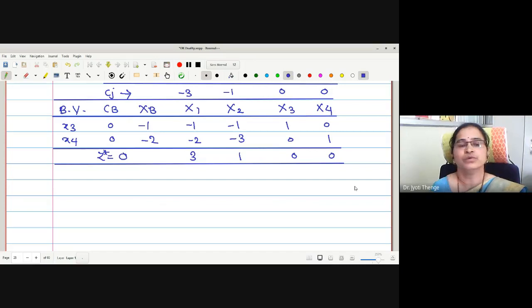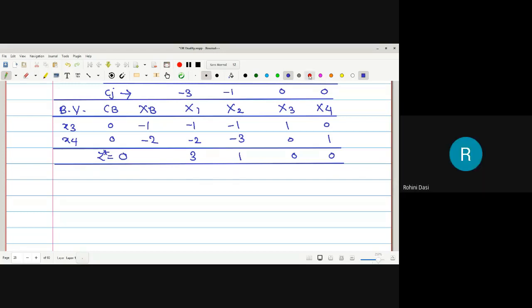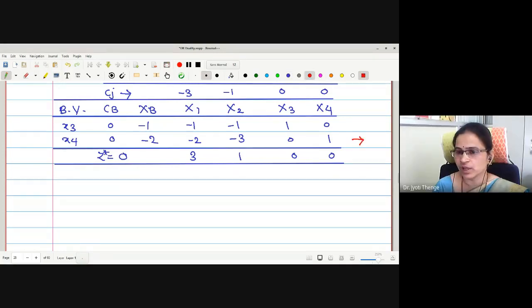Now what will we do? We will use the dual simplex method. Therefore first we will select the outgoing vector. What is the outgoing vector? The most negative XBi we have to select. Here the most negative is minus 2. Therefore which variable will leave the basis? X4. X4 will leave the basis.